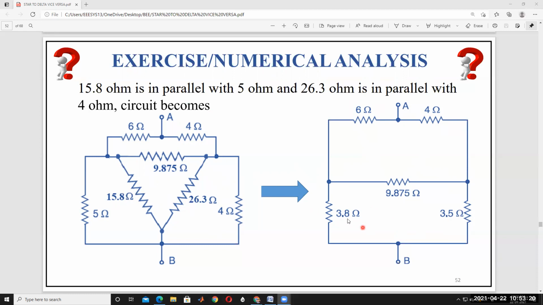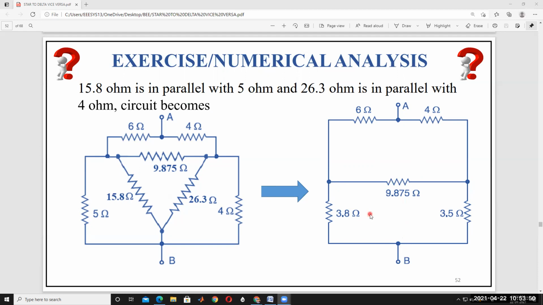This is clear. And then 3.8, 5, 9.875 and 3.5. These three become delta. Am I right? 9.875, 3.8, 3.5 become delta and it is converted into star. Okay, so we'll get a series and parallel combination of resistors.